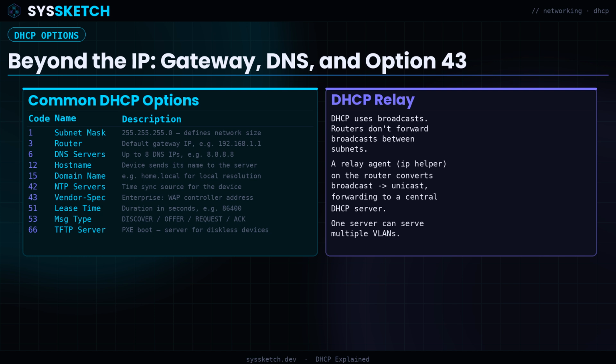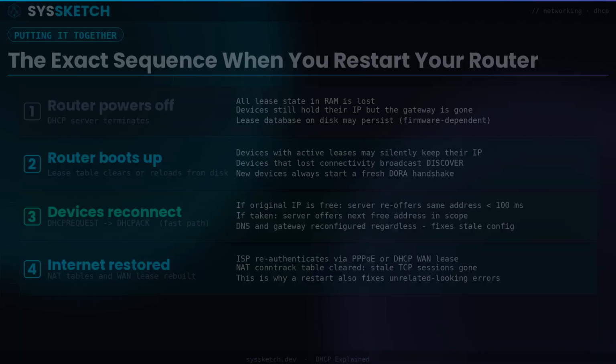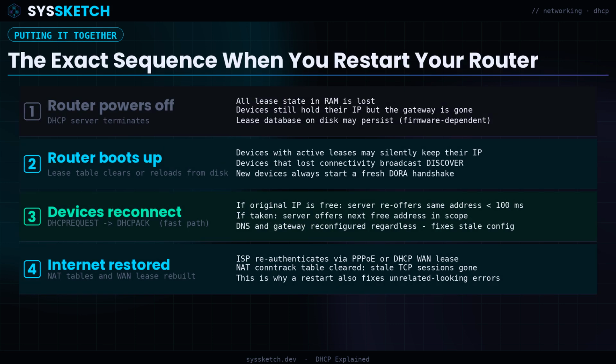When you restart your router, the DHCP server process terminates. Any lease state held only in RAM is gone. The devices still on your network continue holding their old IP addresses in memory, but the gateway is unreachable. When the router finishes booting, the DHCP server starts fresh. Devices that maintain their connection may silently retain their lease if the router reloads it from persistent storage.